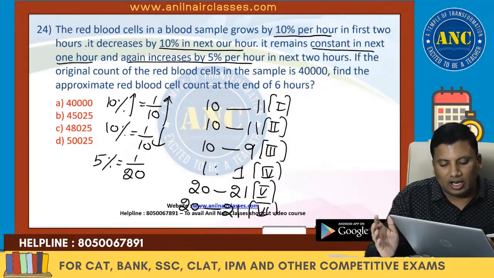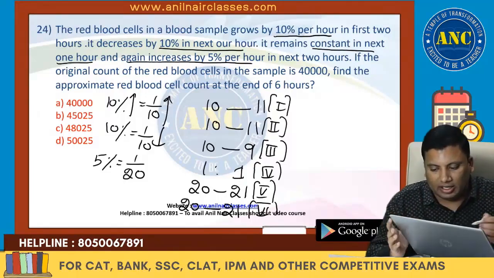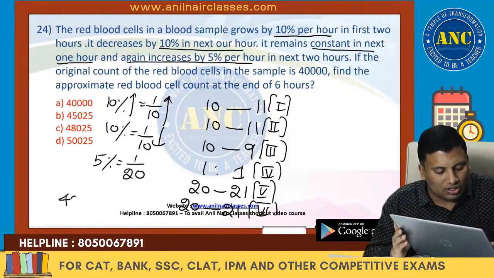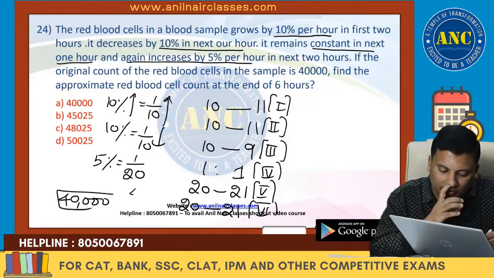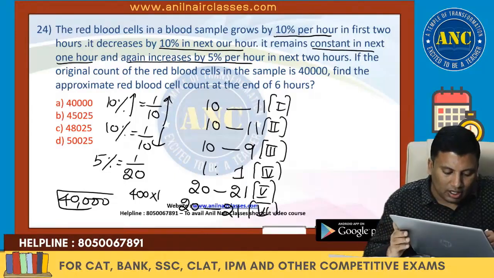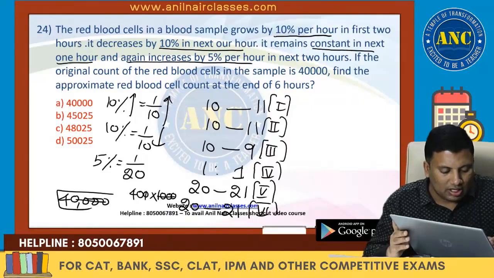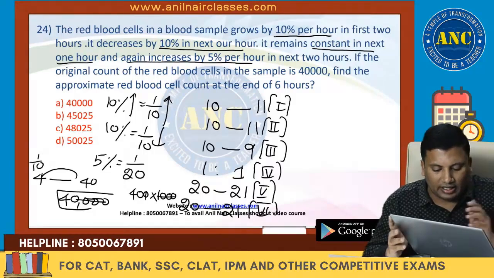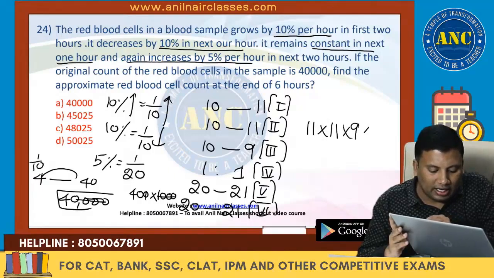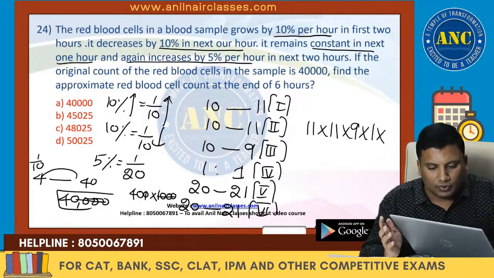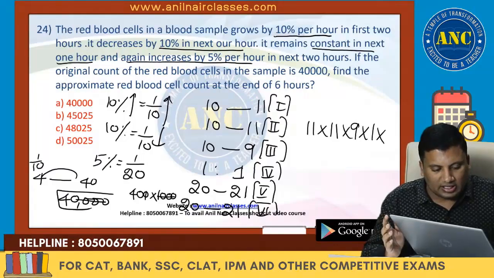If the original count is nothing but 40,000, 20 into 20 is 400. 400 into 1000, 3 zeros, 4 zeros. So actually it is 40, it is given as 4, it is 1 by 10. So 1 by 10 means 11 into 9 into 11 into 9. Now I hope it is clear, right?